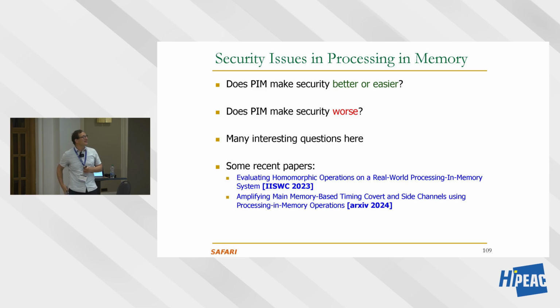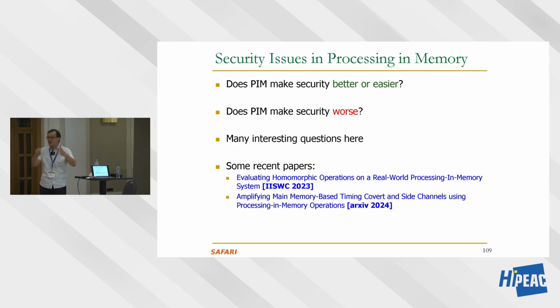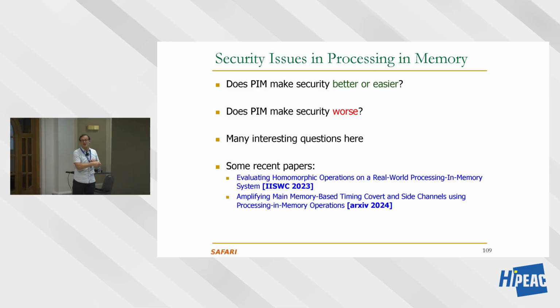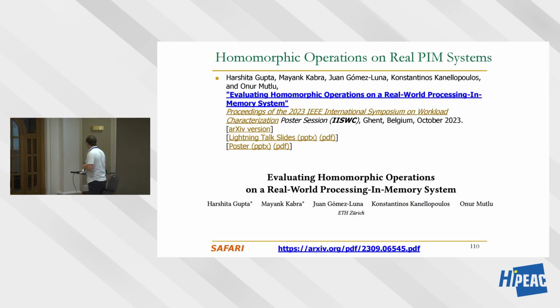So basically, does PIM make security worse is another question, right? Clearly, we can make it better or easier by doing random number generation, etc. But worse is also important. And there are many interesting questions here that I'm not going to cover. It's also a research topic. So in this work, we use the UpMem system to look at homomorphic encryption operations. This is going to be a lot more important in the future. I think actually processing using memory is a really great fit for homomorphic encryption, but I'll leave it at that.